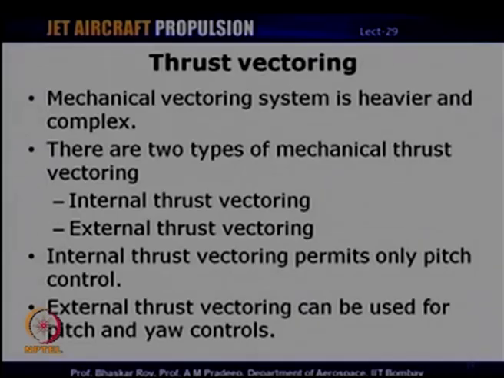And there are two types of mechanical thrust vectoring that are possible, the internal thrust vectoring and external thrust vectoring. Internal thrust vectoring permits basically only pitch control, whereas external thrust vectoring can be used for both pitch as well as yaw control. And let us look at what these two types of thrust vectoring are.